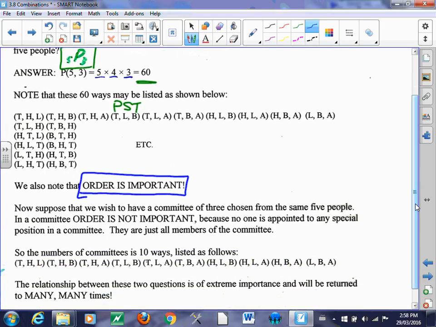So if order was not important, if it didn't matter who was picked for the president, who was picked for the secretary, and who was picked for the treasurer, then there would just be the 10 ways, which is just like what we did on the front page, right? We got 10 for an answer. There's 10 ways to do that. But if we need specifically to know who's going where, then it's 60. So what we need to remember is that in some cases order is important, and in some cases it isn't.